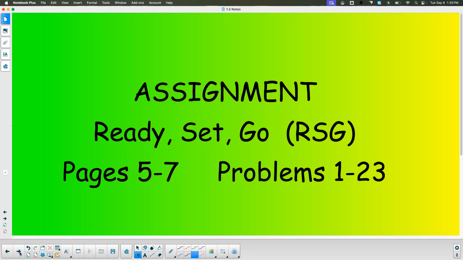Your homework this evening is now in the yellow packet, pages 5 through 7. It is ready, set, go on problems number 1 through 23.